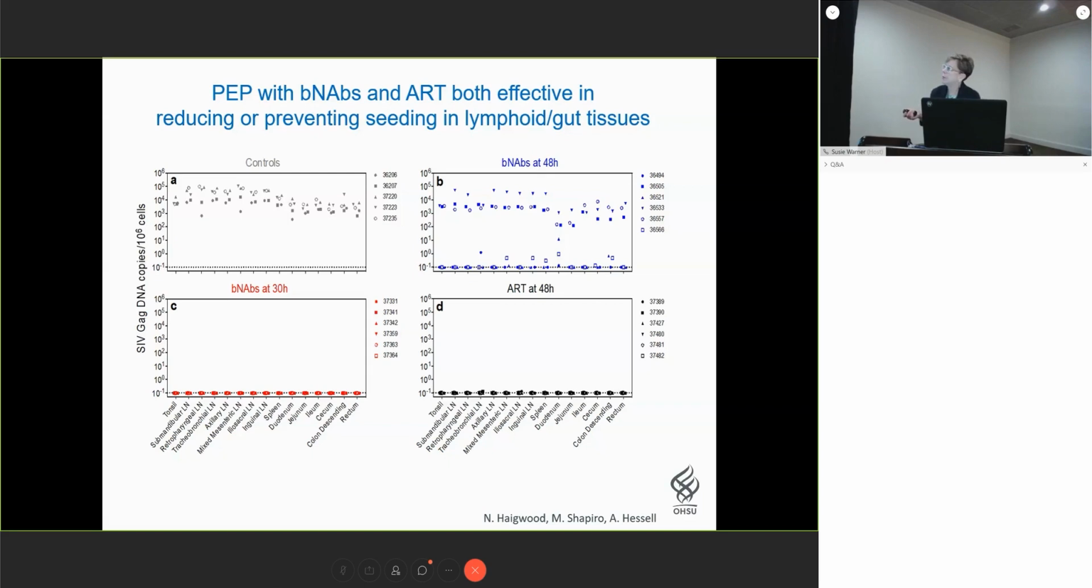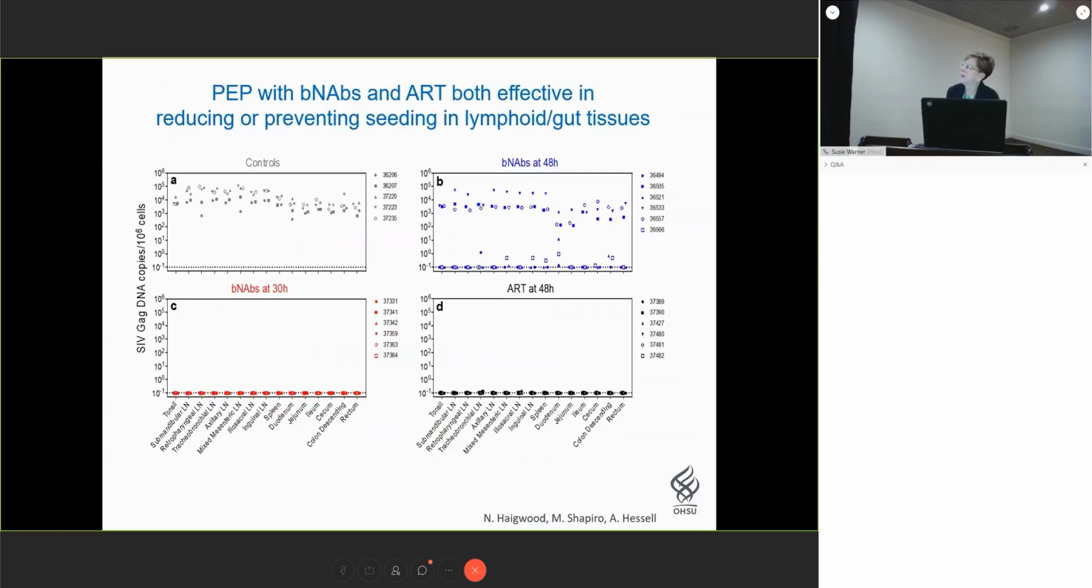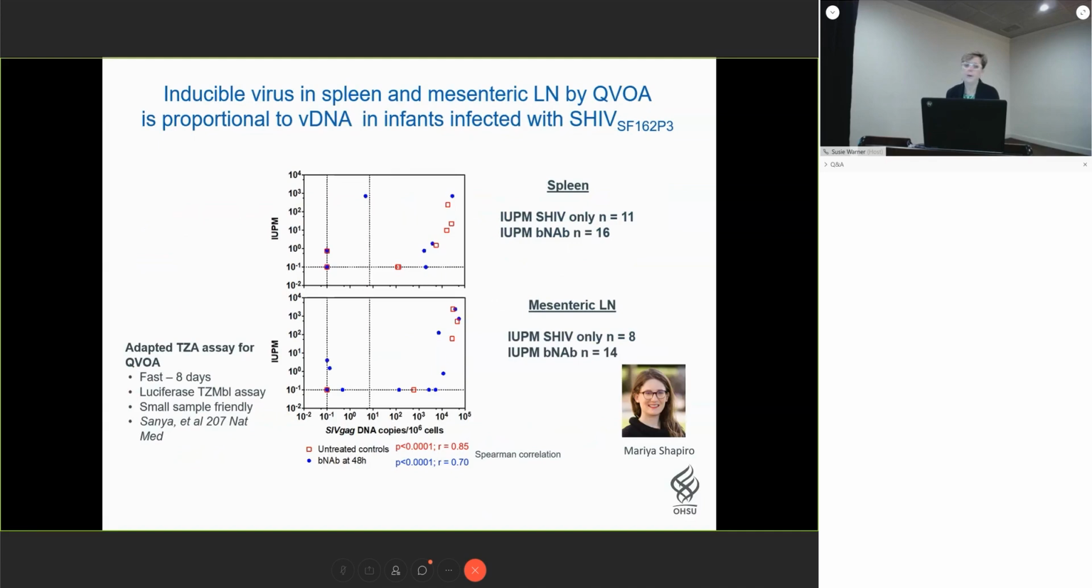The student who did this work was Maria Shapiro, shown here, who did a QVOA assay. What she showed with this assay was that the copy numbers of viral DNA, which of course includes defective and full-length active integrated copies, not all of these can make infectious virus, but typically it has to be above at least 1,000 copies per million cells in order to be able to detect virus with this assay. So looking back at these levels, you might suggest that this is the kind of target we'd like to get to with remission. If we could actually drive down viremia to that kind of level, it might actually be helpful in the clinic.